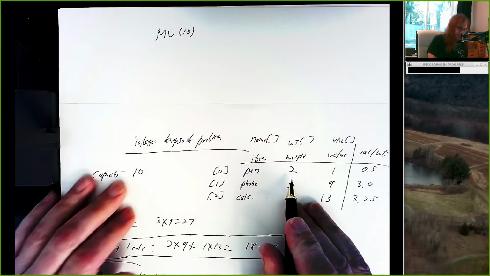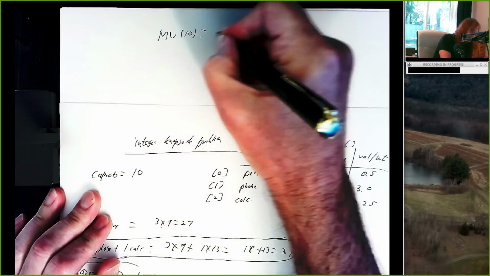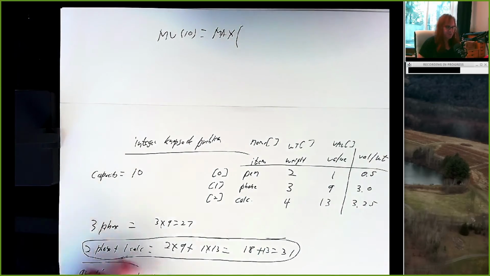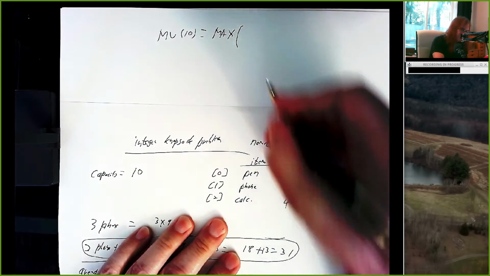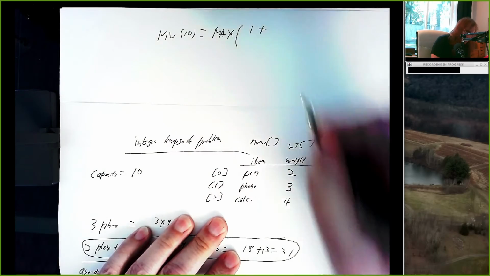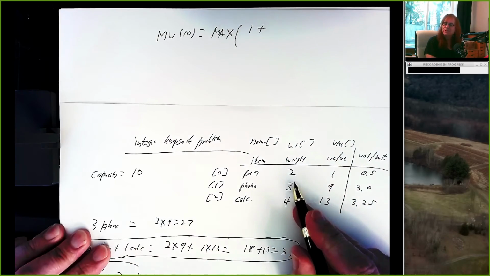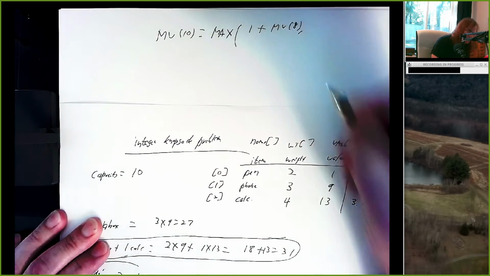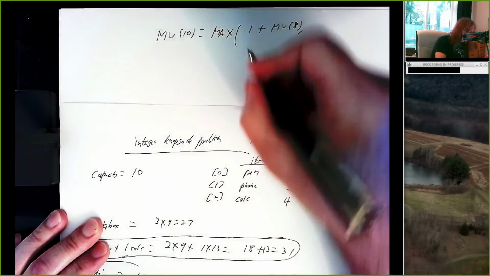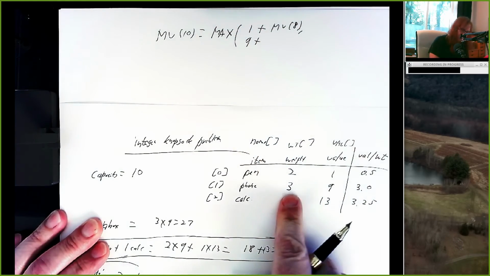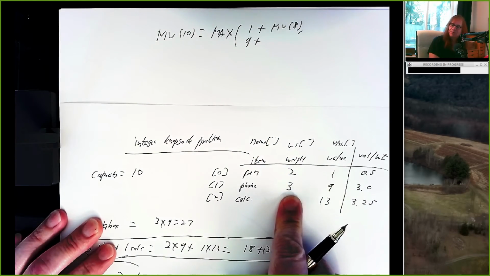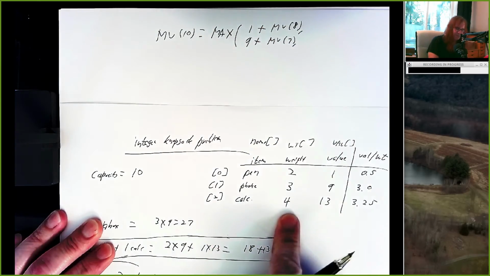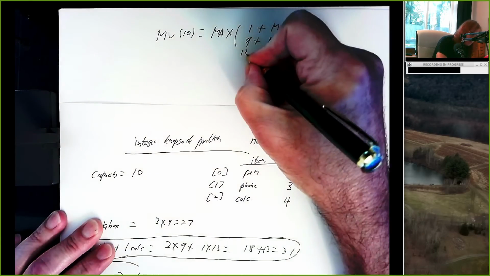If I put a pen in, this is going to be the largest of the following three possibilities. If I put a pen in, it has a value of 1, and it leaves me with 8 pounds of capacity in my bag, so it's 1 plus whatever the maximum value of 8 is. If I put in a phone, that gives me a value of 9. It weighs 3 pounds, that leaves 7 pounds in the bag, so it's 9 plus max val of 7.